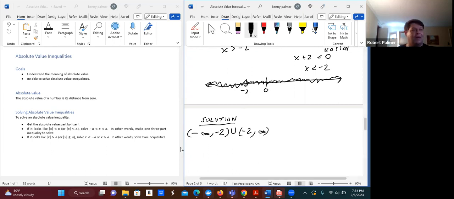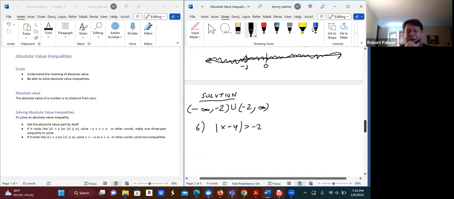Okay, and one more unusual one you might see. Not the only unusual ones, but another one. Let's say we have this. So number 6, we have the absolute value of x minus 4 is greater than -2.